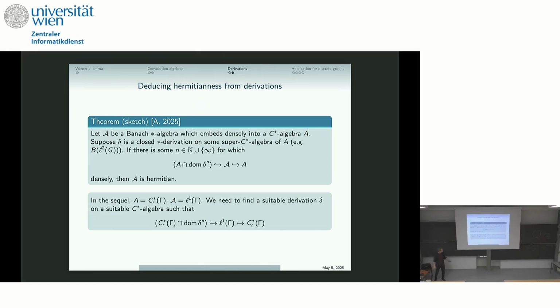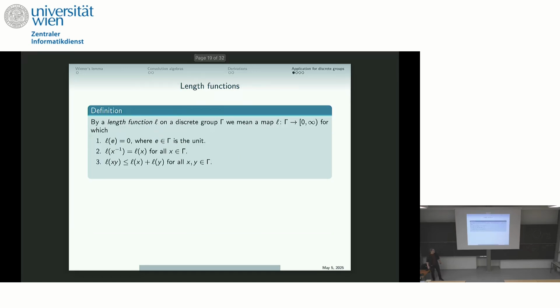And in the sequel, the role of this capital A will be played by the reduced C-star algebra. As I mentioned, this curly A is going to be L1, and thus, in light of the main theorem, or the sketch of the main theorem, what I need to do is find a suitable derivation delta on some suitable C-star algebra for which I can guarantee that I can sandwich my L1 algebra in between the reduced C-star algebra, which is fine, and the intersection that's always fine. They always have that embedding, and the reduced C-star algebra intersected with dom delta n. Okay, so I can do this under certain assumptions.